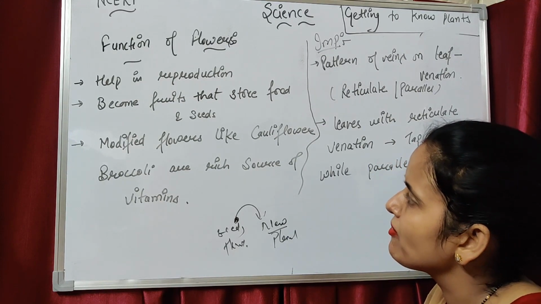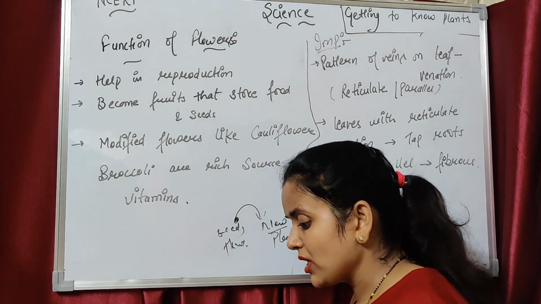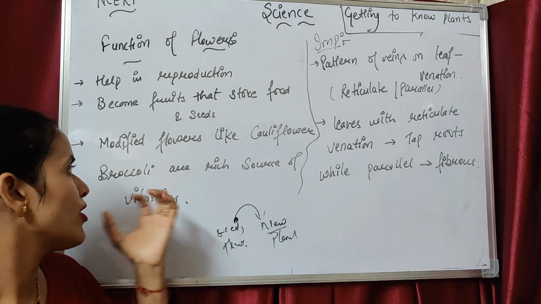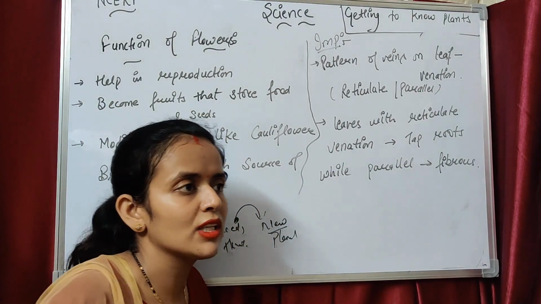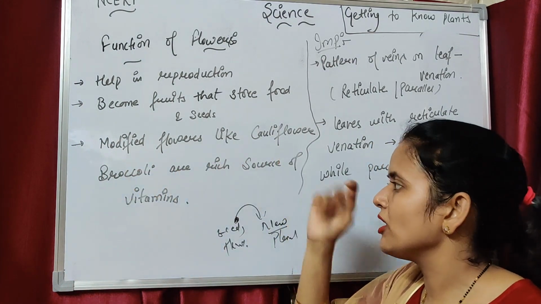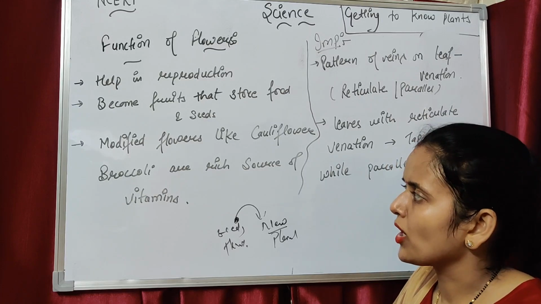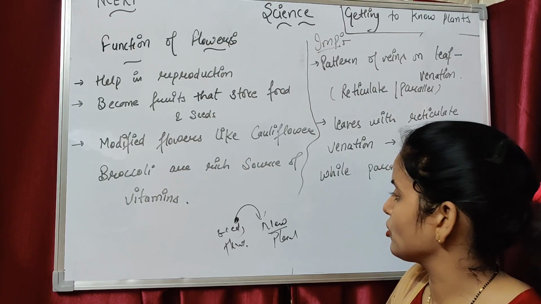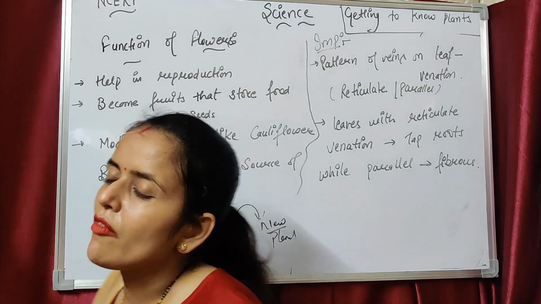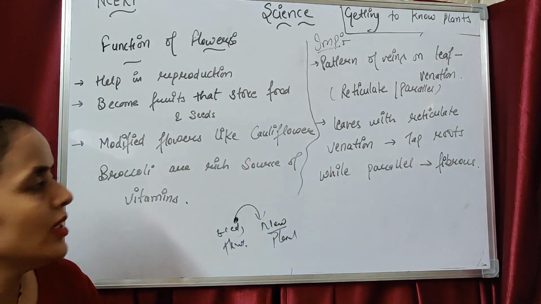Next is modified flowers like cauliflower and broccoli, which are a rich source of vitamins. These are modified flowers, which will never turn into any other fruit. They are always eaten as flowers themselves, and examples are cauliflower and broccoli. So modified flowers like cauliflower and broccoli are a rich source of vitamins for us. Clear? So there are some flowers which never turn into any other fruit, they are eaten in the shape of a flower also.